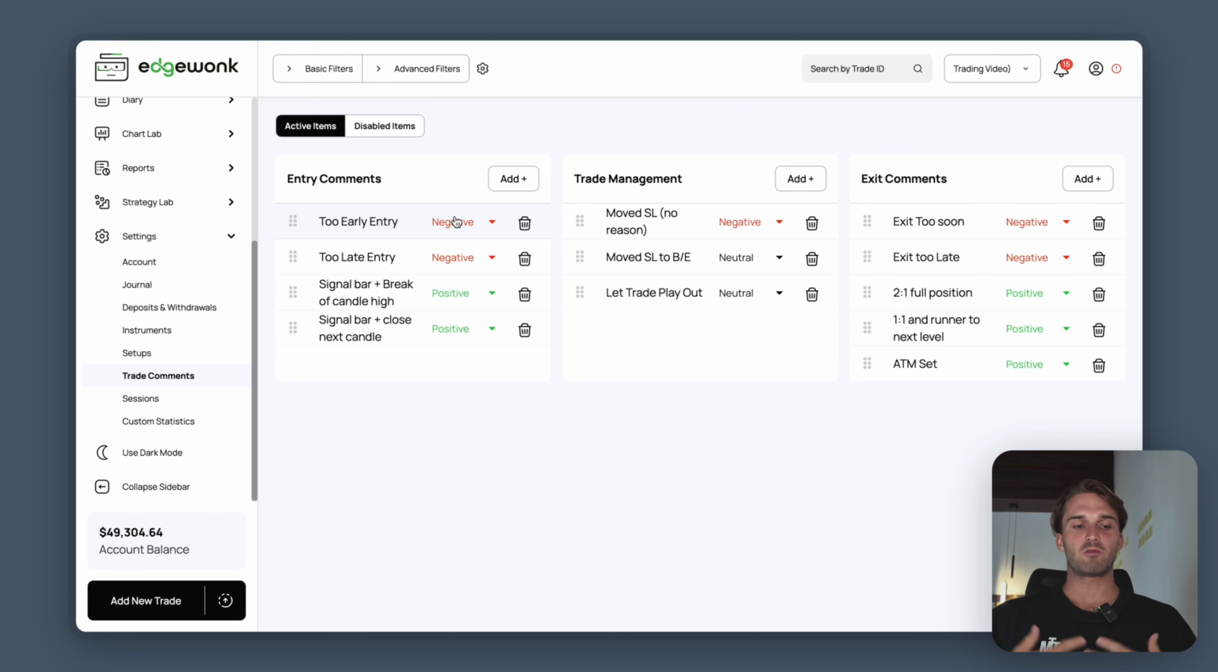So what you want to say while you're trading is not, oh, where should I enter? It's, okay, I will wait for a signal bar and a break of candle high or low. I will wait for a signal bar and a close underneath. So basically you can already plan your trade. So you say, okay, if this happens, I will take a short here. So now you can have a more systemized way of trading.